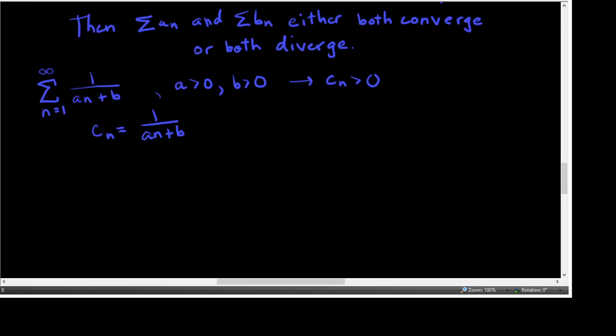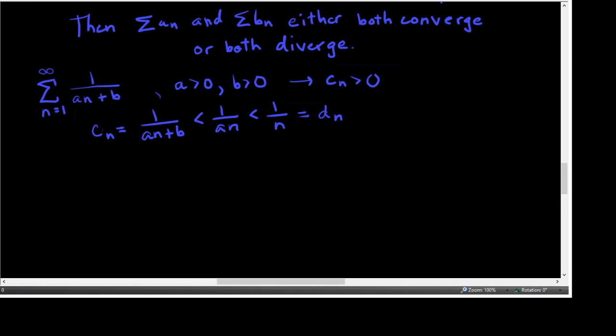So I'm going to compare that. If I took away the b and took away the a, let's try and do direct comparison first. If we took away the b, this would be 1 over a n. The denominator on the left is bigger, so it makes the fraction smaller. Then if I take away the a, if a is positive, a times n is bigger than n, and so bigger denominator means smaller fraction. And that's going to be equal to, normally I call that b sub n, I'm going to call it d sub n, because b is that constant in this particular problem.